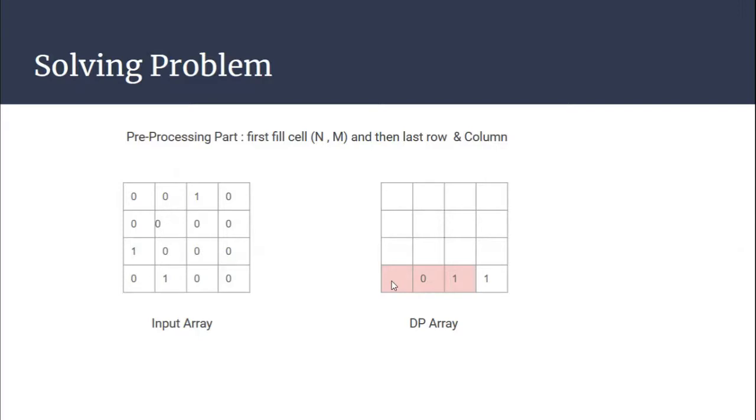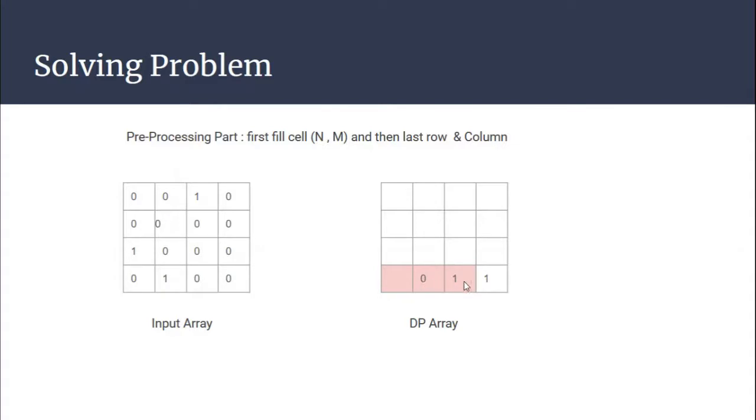But the second thing is you have to see whether the next element in this row is actually 0 or 1. If that is 0, that means there is no path from this cell to the terminating point. If there is no path from the next cell to the terminating point, there will be no path from this cell to the terminating point, because the only path from this cell to the terminating point goes through the next cell.